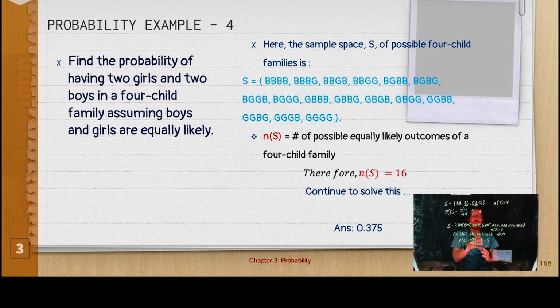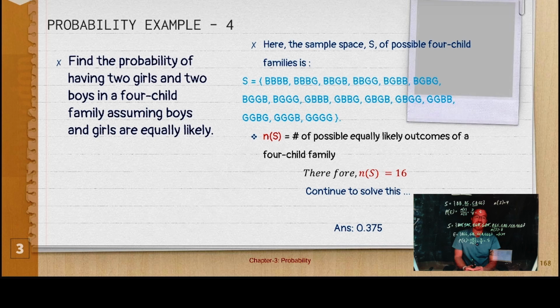Now, what about if their family was having 4 children and we wanted the probability of having 2 girls and 2 boys? I'm not going to write this one out, but if we look at the slide here, you can see that we have boy boy boy boy, boy boy boy girl, boy boy girl boy, boy boy girl girl, boy girl boy boy, so on and so forth.